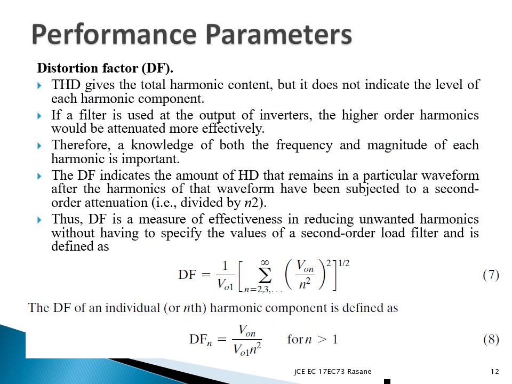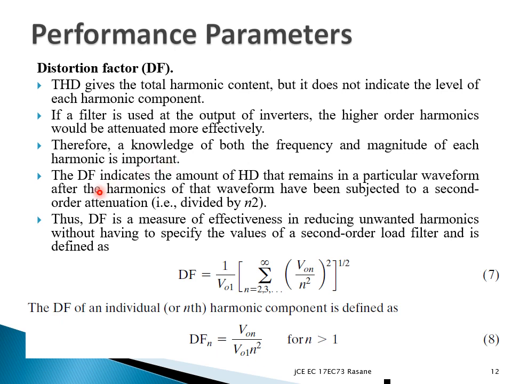Next is the distortion factor, DF. THD, which gives the total harmonic content, does not indicate the level of each harmonic component. If a filter is used at the output of the inverter, the higher order harmonics would be attenuated more effectively. Therefore, a knowledge of both the frequency and magnitude of each harmonic is important. So as I said, if I want a good waveform at the output, I have to connect a filter, and for that I should know the magnitude and the frequency of the harmonics.